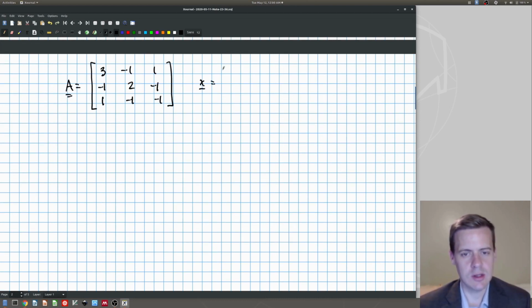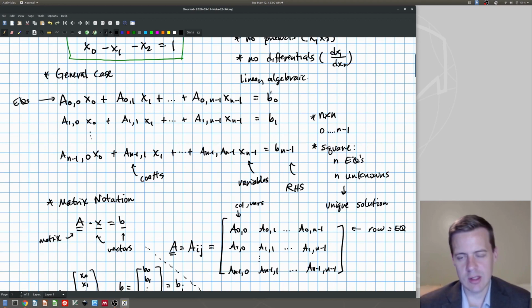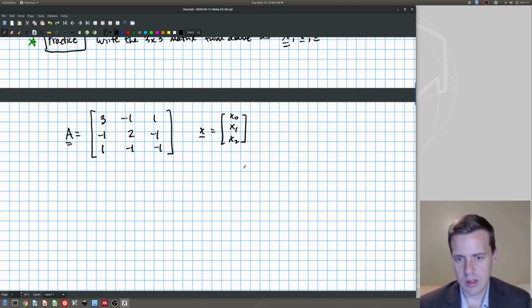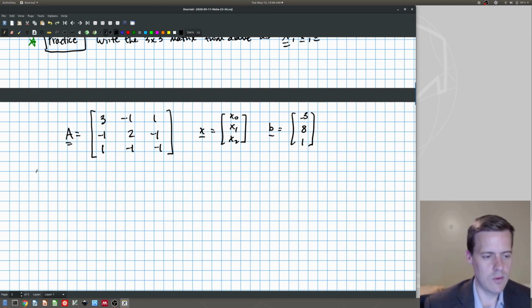All right, x should be same as before, x0, x1, x2. We just have to use our general case here. And b, this is the numbers on the right side, and that's minus 3, 8, and 1. So that's b over here. B is minus 3, 8, 1. All right, so hopefully you got that right. If you didn't, pause the video and go back and look at what you did wrong and check it and make sure you get it right. All right, so that's it for part 1. That's it for the review of a linear system.